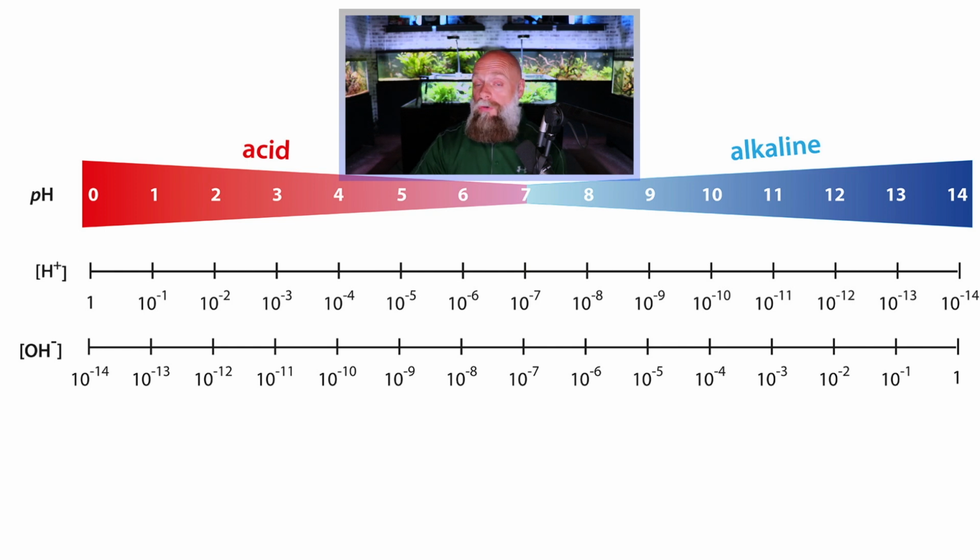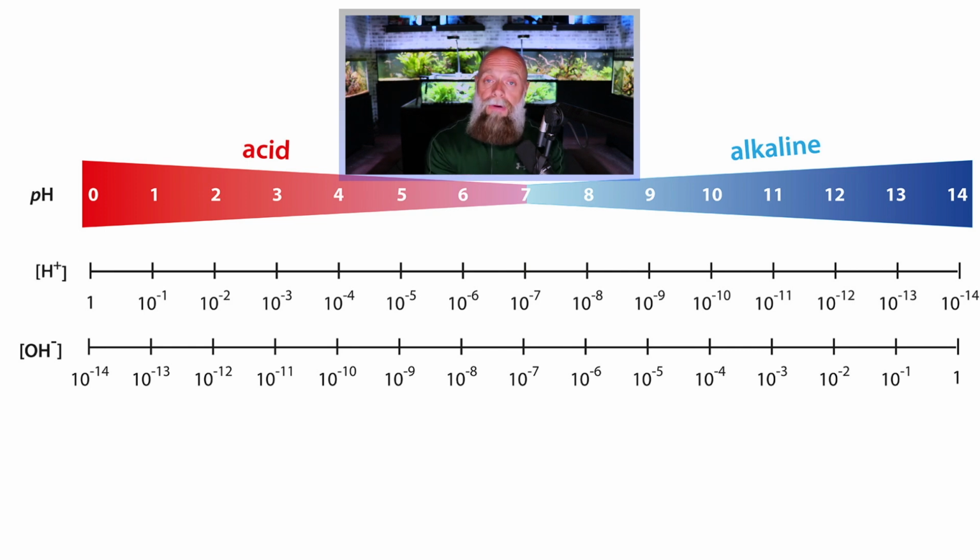And the opposite is true when we go to the opposite side of the pH scale. So the bottom line is when we have pH, as the pH number is decreasing, the hydrogen ion concentration is increasing. As the pH goes up, it's the hydroxide ion concentration that is increasing.